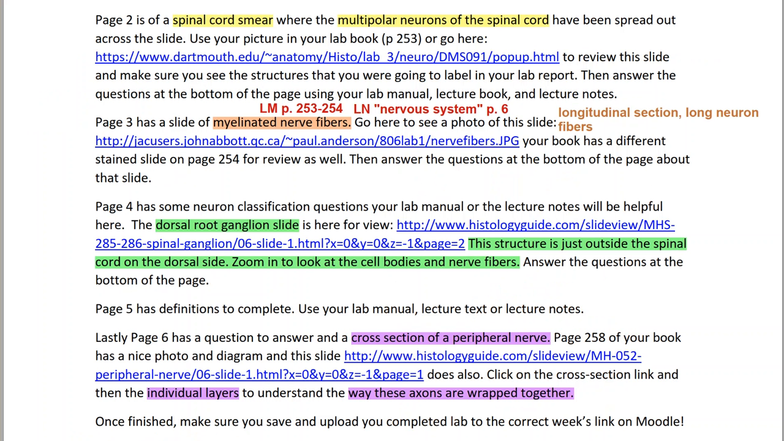And so here we are in the lab instructions. This is slide number 3 that you have to look at, of 5. Longitudinal section, remember, and you can find some information about a myelinated nerve fiber in both your lab manual and also in the lecture notes, nervous system stuff.